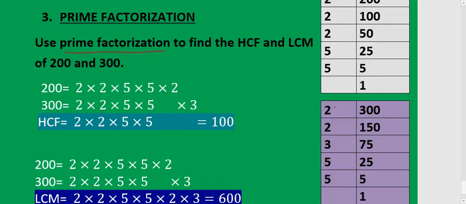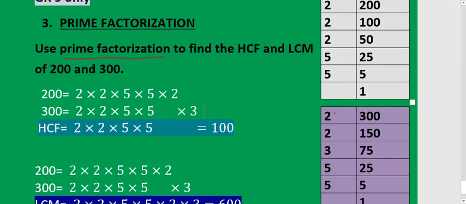So the first thing we do is list all the factors of 200, and we can see them there: 2, 2, 5, 5, 2. So those are all the factors of 200. And then below that, we list the factors of 300, which you've also calculated. Those are the factors of 300. But what we do is we start by looking at what they have in common.